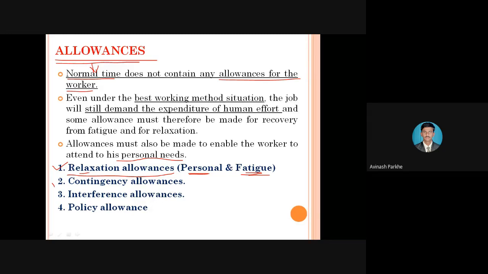Then the second is called the contingency allowance. Contingency means in between, whenever we are operating, the breakage of a tool may take place immediately. The machine may immediately stop due to power off. In the industry, if the power is totally off, the machines automatically stop.